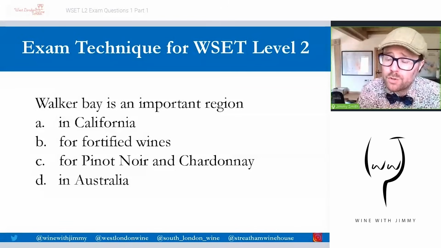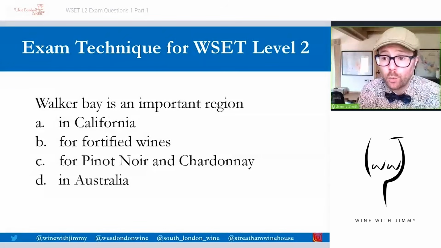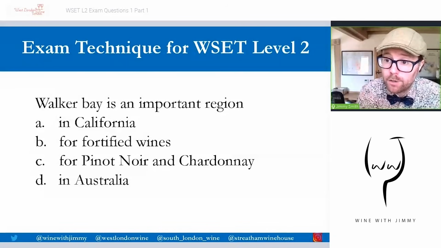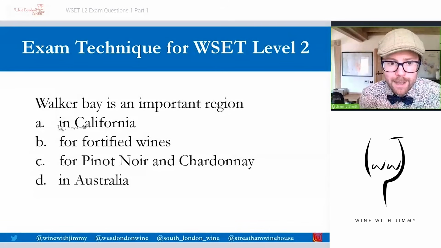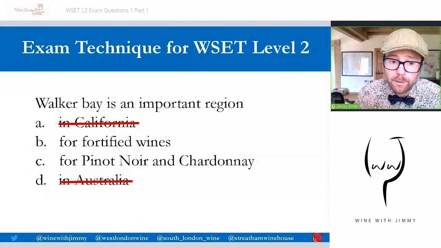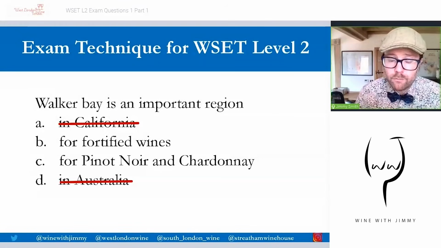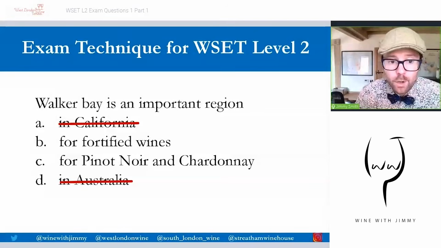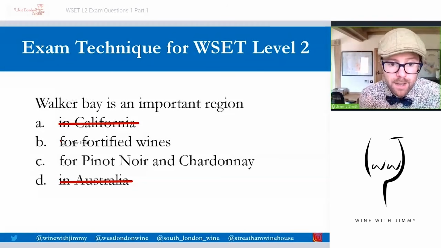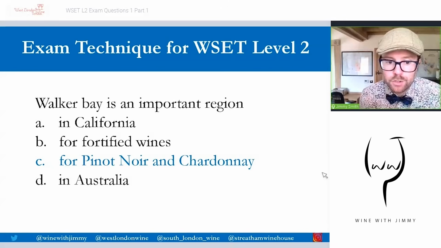Well, Walker Bay, if you're not too sure, it could be really anywhere in a New World zone, because of course it's got English connotation to it. So it could be somewhere like the US, South Africa, New Zealand, Australia. Well, we can tell you that it's definitely not in California. So we do not have Walker Bay there. It's also not in Australia. So we're actually not looking purely at geography here. We're looking at styles. And really, for you guys, fortified wines are only really ports and sherries. So we're not really looking at fortified wines. So we're left with the answer here of Pinot Noir and Chardonnay.